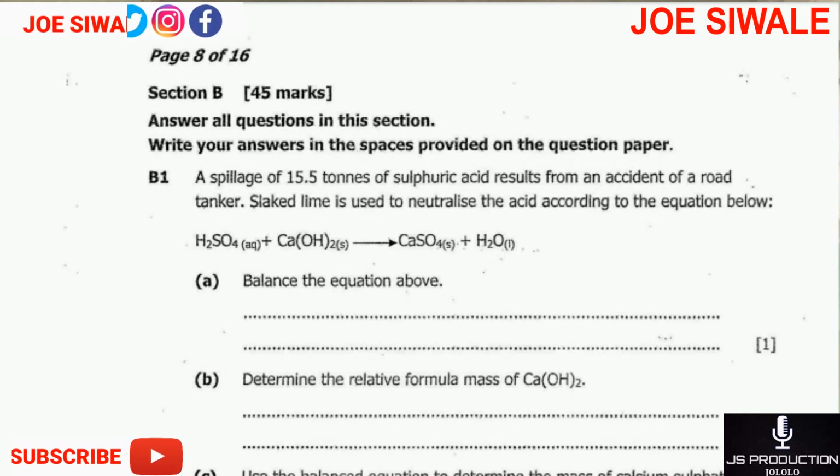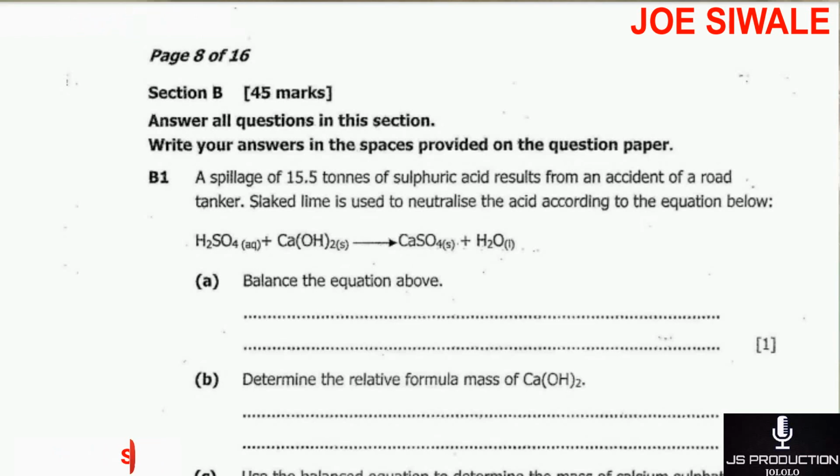Chemistry, of 2017, and this paper was the GCE past paper. And specifically, I'm going to share with you question B1 from section B. So question B1 reads, a spillage of 15.5 tons of sulfuric acid results from an accident of a road tanker. Slaked lime is used to neutralize the acid according to the equation below. So the reaction is sulfuric acid plus calcium hydroxide will produce calcium sulfate plus water.